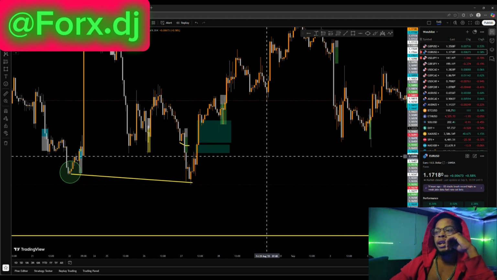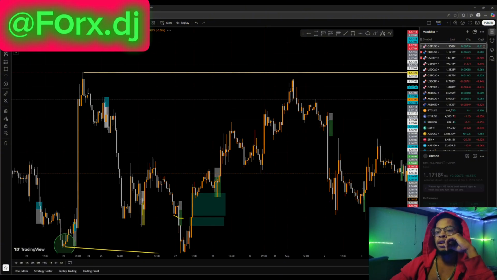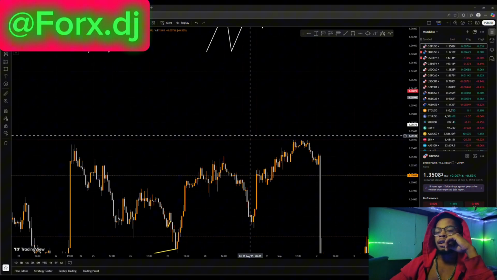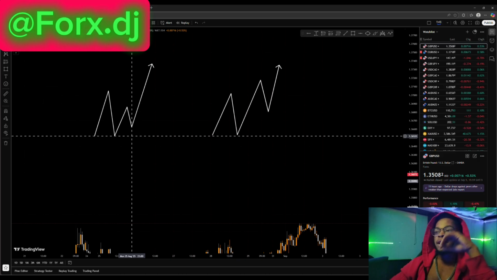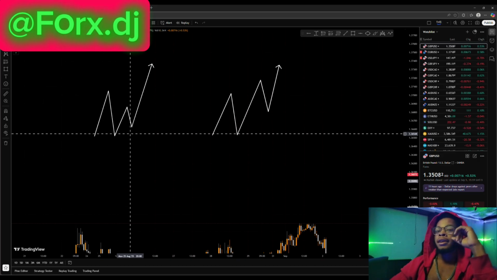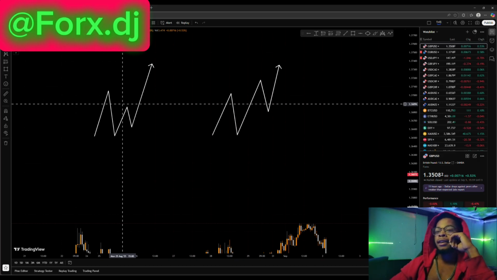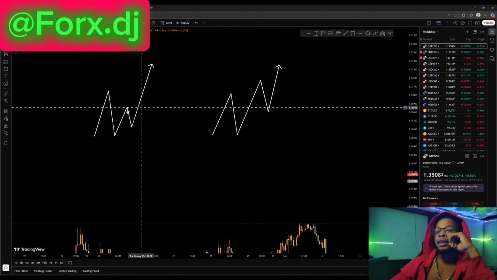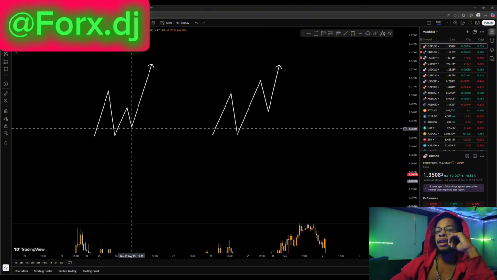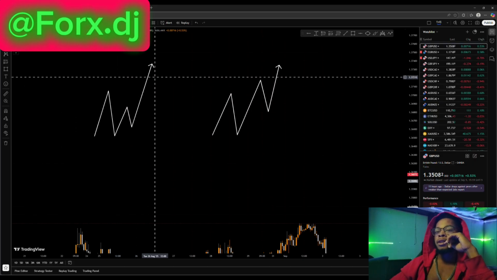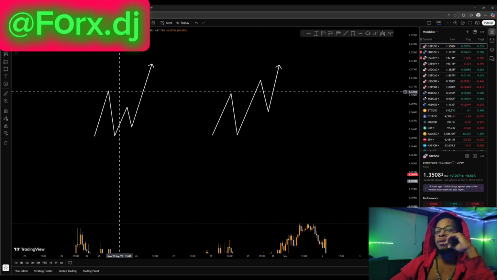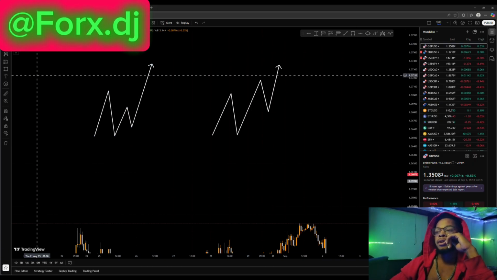So I think I have a drawing of SMTs somewhere. Aha. Okay, so SMTs is when one pair breaks a high, but the other pair doesn't. Whichever pair doesn't, that's going to be your lagging indicator or your lagging pair. You trade that to the upside. You know what I'm saying? Look for take profit points up here or whatever else is over there to the left. You know what I'm saying?